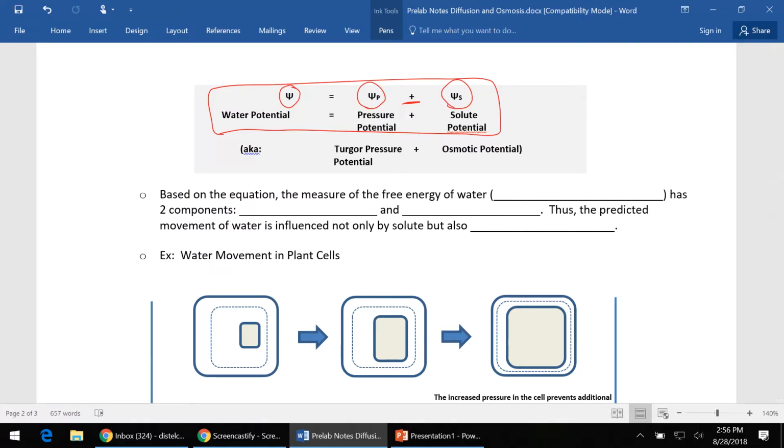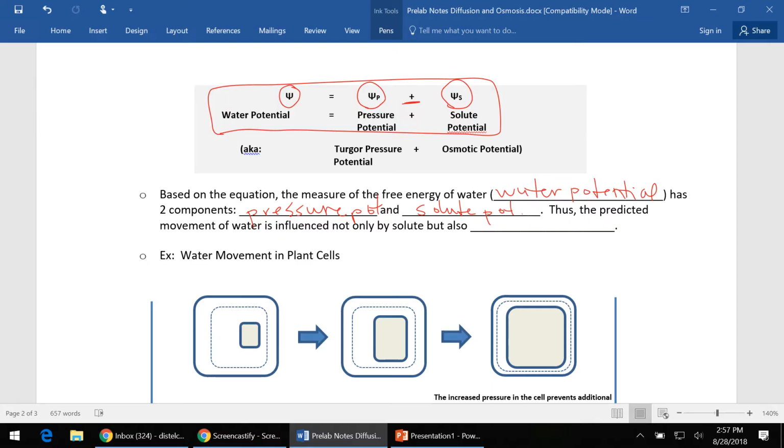So based on this equation, the measure of free energy of water, aka water potential, has two components: pressure potential and solute potential. You'll have to forgive my awful handwriting. It's very hard to write on the screen.